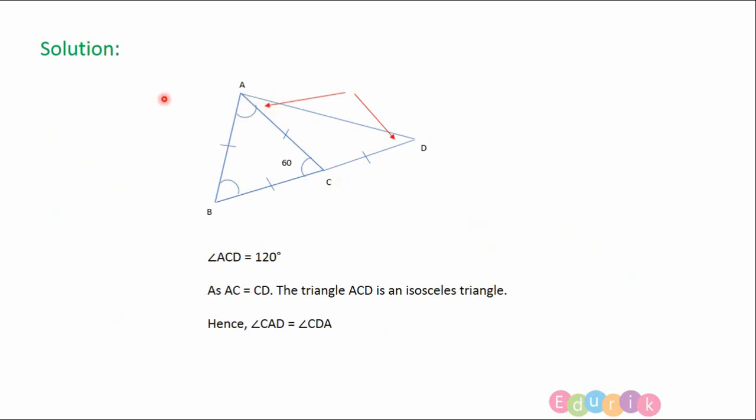As the triangle ACD is isosceles, these two angles will be equal. Angle CAD, this angle, and angle CDA, this angle, which are indicated by the red arrows, these two angles will be equal, as the sum of the angles of a triangle is 180 degrees. So if this angle is 120 degrees, the sum of these two angles will be 60 degrees, and if these two angles are equal, each of them will be equal to 30 degrees, like this. Angle CAD plus angle CDA is 60 degrees, so both of them are equal to 30 degrees.